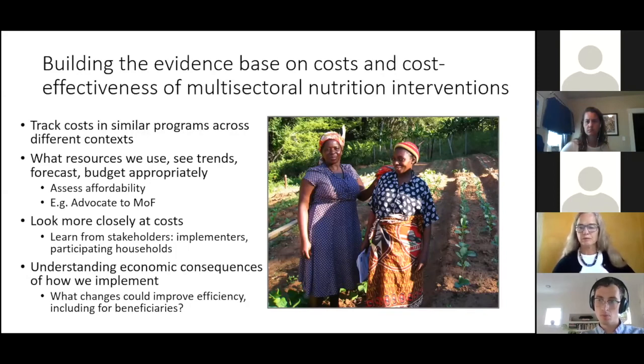Taking the time to look more closely at costs gives us opportunities to learn from stakeholders who have good insights into program costs, such as implementing staff, who have a very good idea of, in their specific programs, where resources might be used more efficiently, as well as program beneficiaries who spend time and money in the program and have opportunity costs for that time. All of this can lead us to understand the economic consequences of how we implement and to think what changes could be made to improve efficiency, including for households participating in our programs.